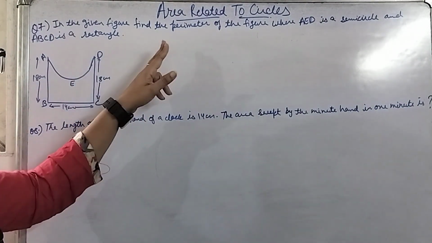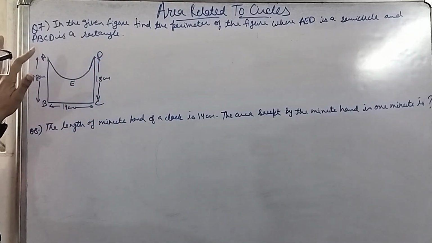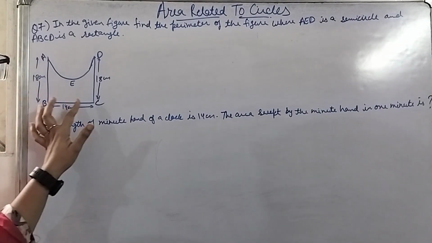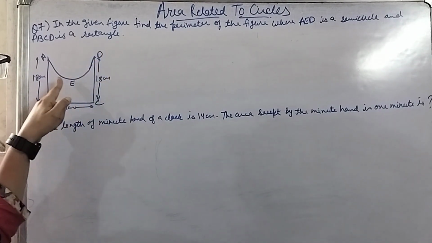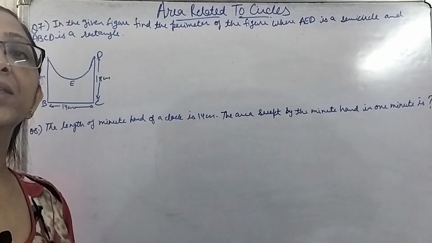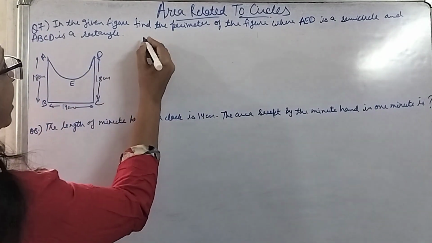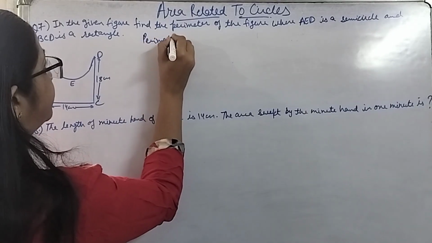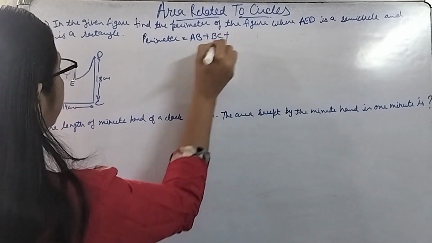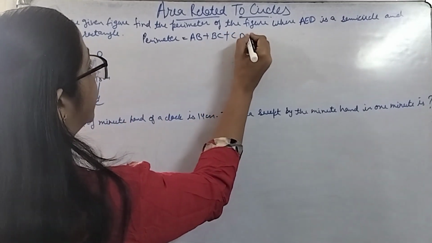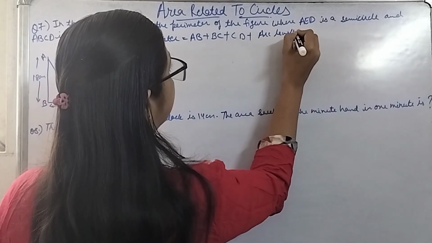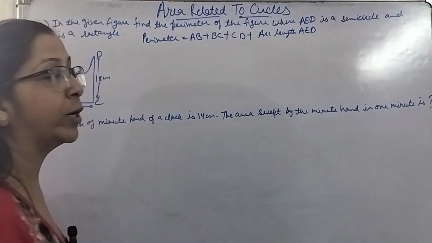Now see, the perimeter is asked. Perimeter means this is a closed figure. So if we start from here, moving in this direction, A to B, then B to C, then C to D, then again D, E, A. If we come back to this position, whatever distance we travel is the perimeter. So perimeter will be AB plus BC plus CD plus the arc length AED. This is the required perimeter.